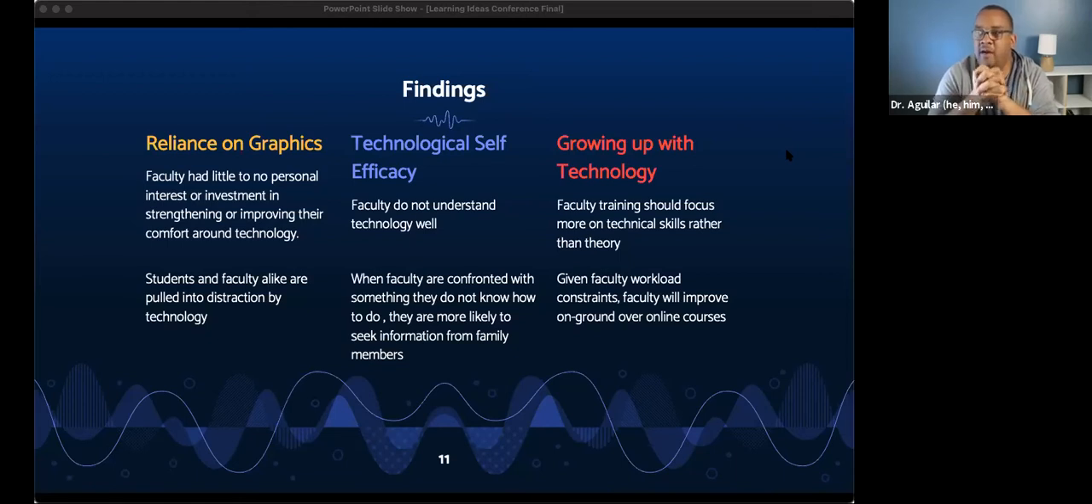But part of the problem is that, given the faculty workload constraints, what is the motivation to improve on-ground versus online courses? So some people might feel more comfortable, because going back to the idea of investment in technology, with improving their face-to-face on-ground classes, but not necessarily the online classes.